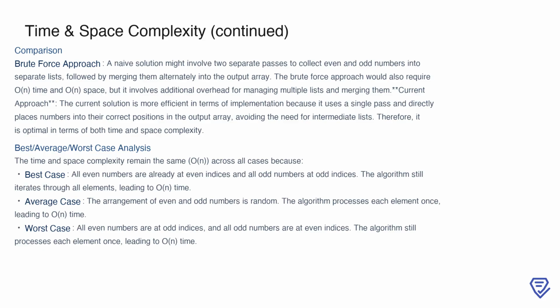Additionally, when analyzing the best, average, and worst cases, the time and space complexities remain consistent at O(n). For example, even if all even numbers are already at even indices and odd numbers at odd indices, the algorithm still processes each element, leading to O(n) time. Similarly, in a random arrangement or the worst-case scenario where all even numbers are misplaced, the algorithm still iterates through the input once, maintaining O(n) time complexity.